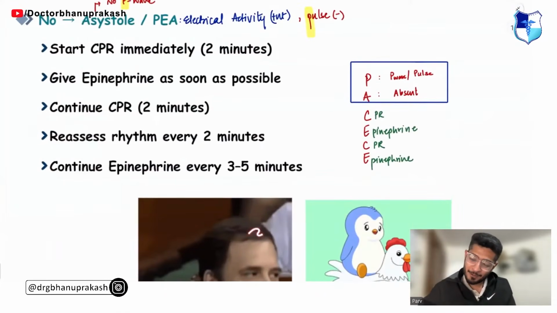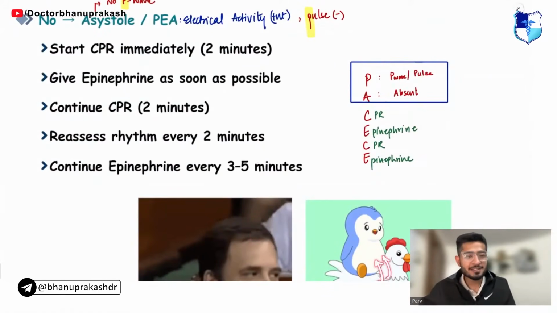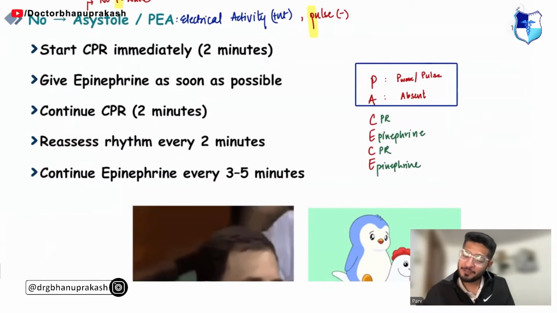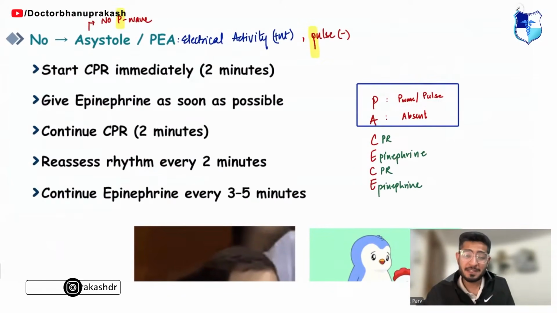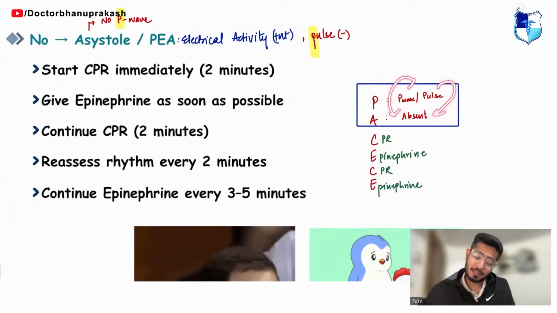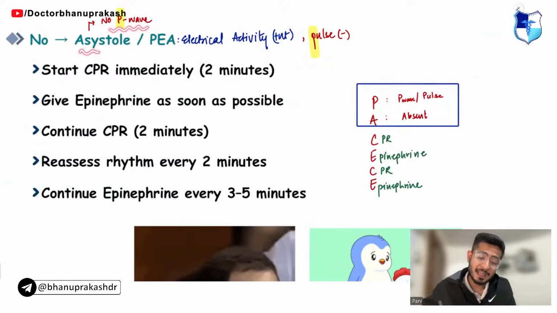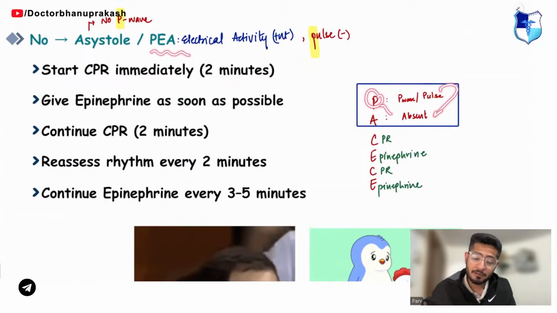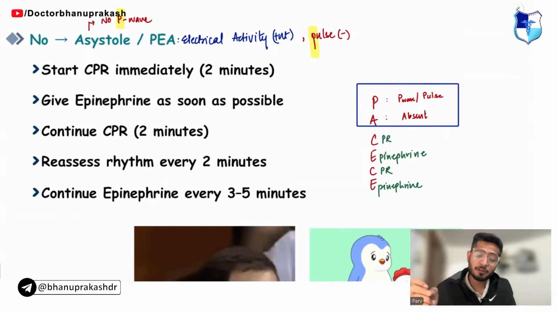Coming on to this man, Pakak. So what is Pakak? P for either P wave absent or pulseless. Please understand, if the P wave is absent, this is asystole. And the next P is pulse. Pulse absent with electrical activity means pulseless electrical activity.